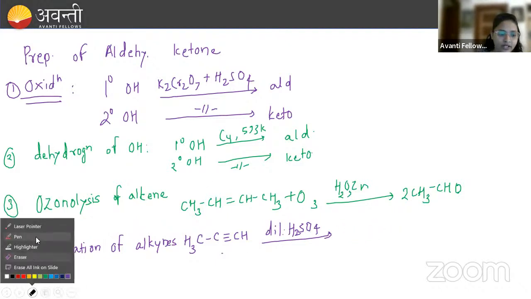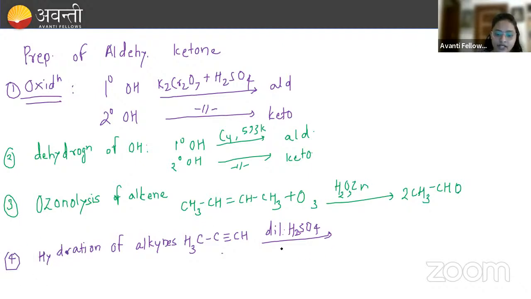In the hydration reaction, the main interesting reagent is HgSO4. Here we will write CH3CHO. So aldehyde is being prepared. If I want to prepare acetone, a ketone, then I will just change the structure.